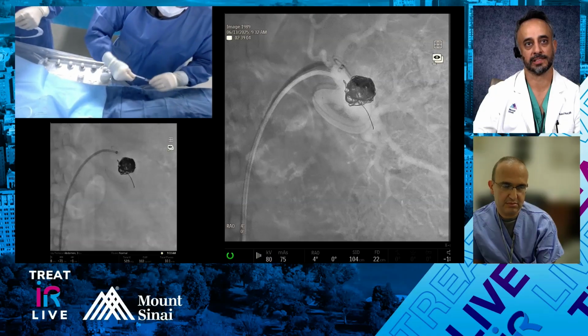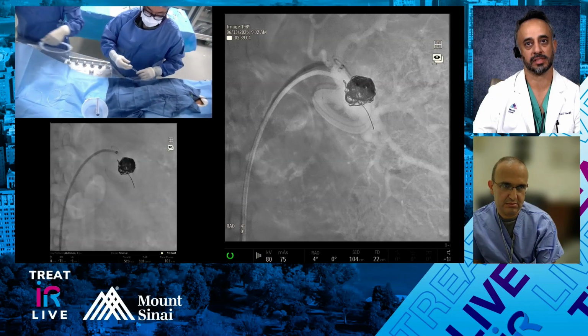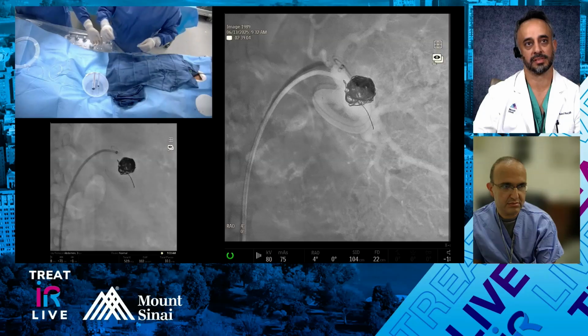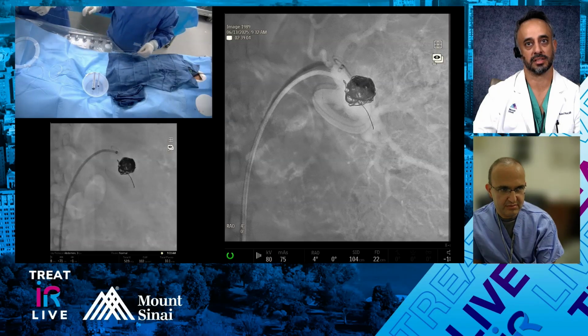Now, certainly there is an art, I think, with experience with pushable coils as well, but I do like the control that this does afford. What size is this? Another 18. Oh, okay, another 18. We should probably go down after this one to maybe a 10 or 12.